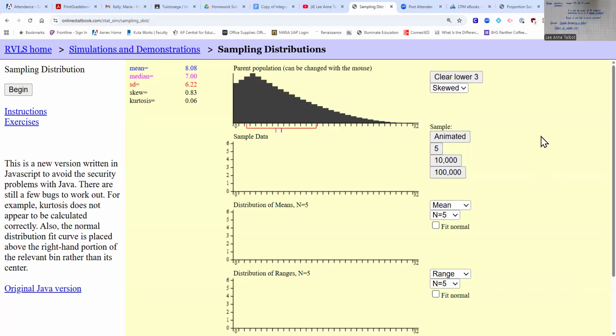So I want you to pretend that this is 0, 1, 2, 3, 4, they go by ones up to 32. It's a very skewed population of numbers. A lot of small numbers, not very many big numbers. Imagine it's something like incomes, where a lot of people make small amounts of money and only a few people make a lot of money.